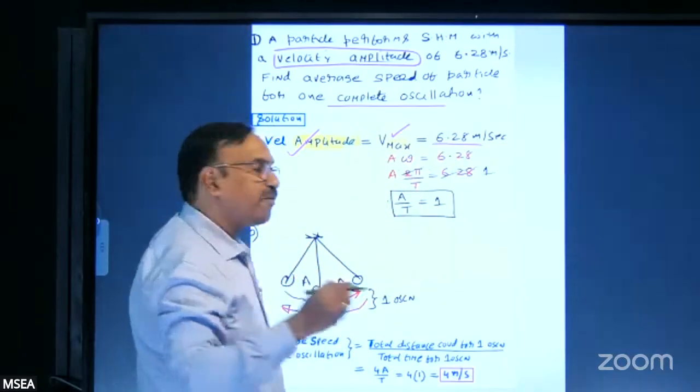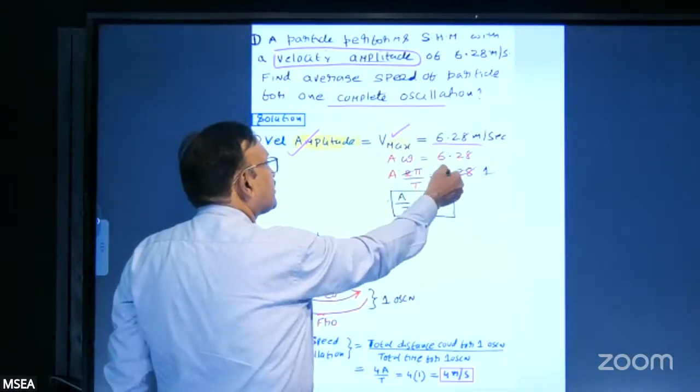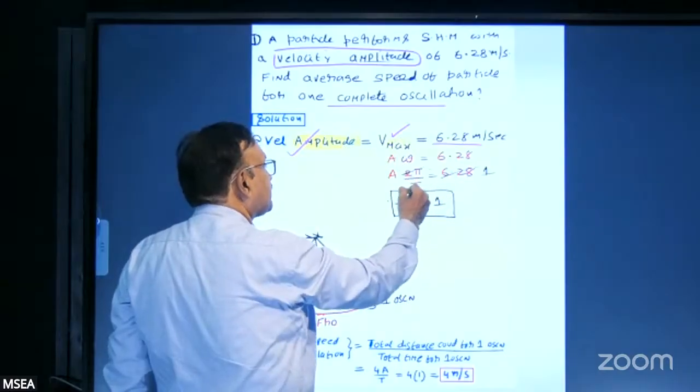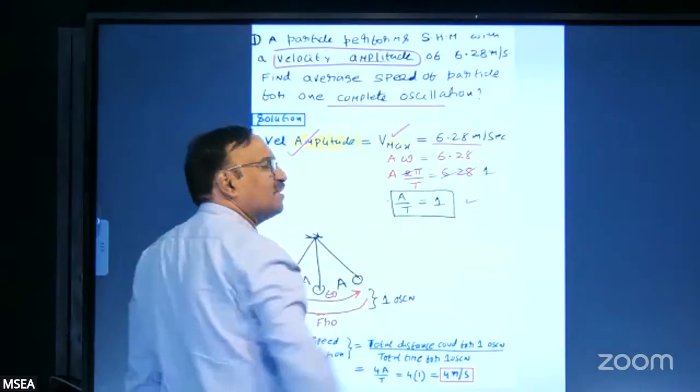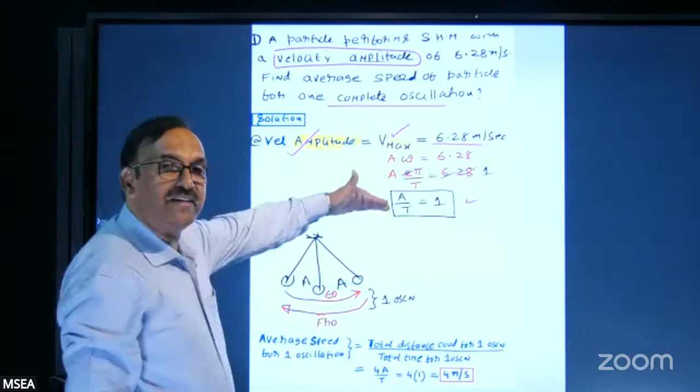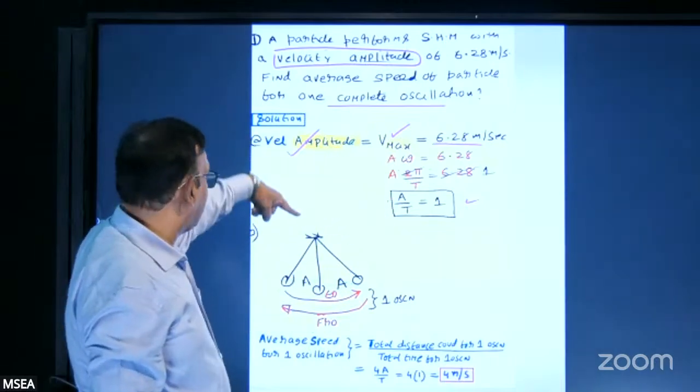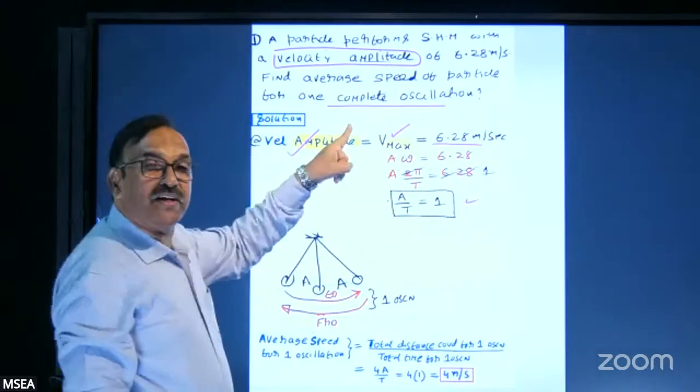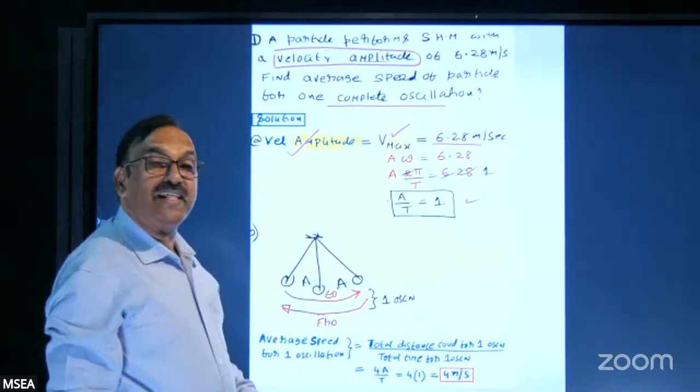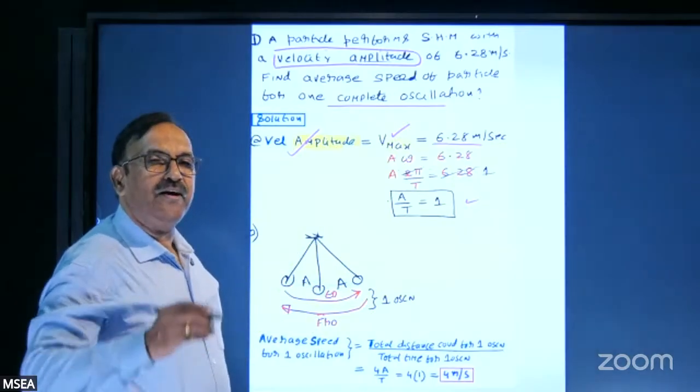You know that pi is 3.14. So 2 pi and 6.28 get cancelled. From these things, A by T comes out to be 1. First step, we just leave the step here and go to the next point. Considering one complete oscillation, you want to know the average speed. You have to just make a note.